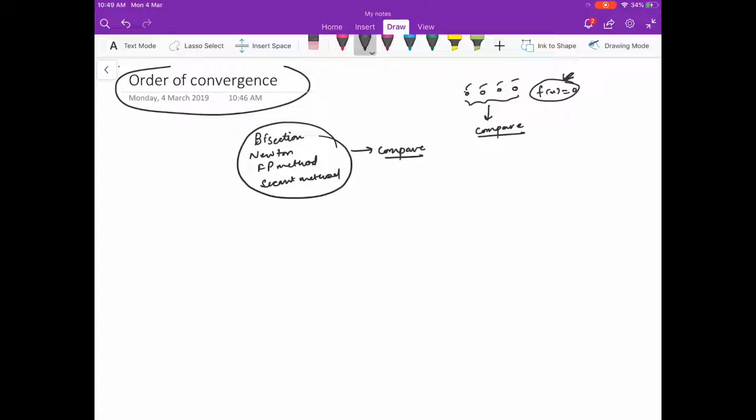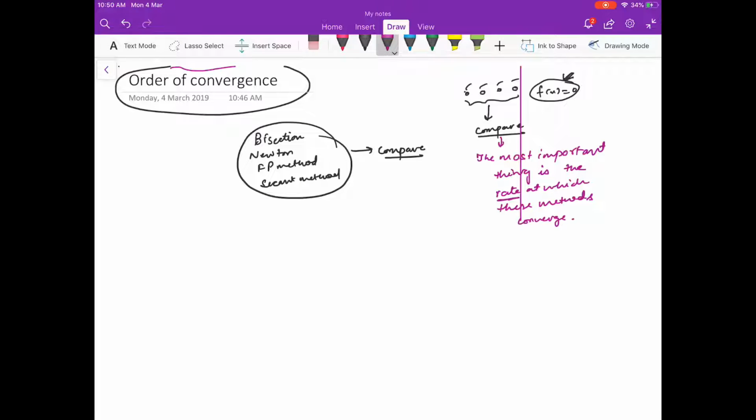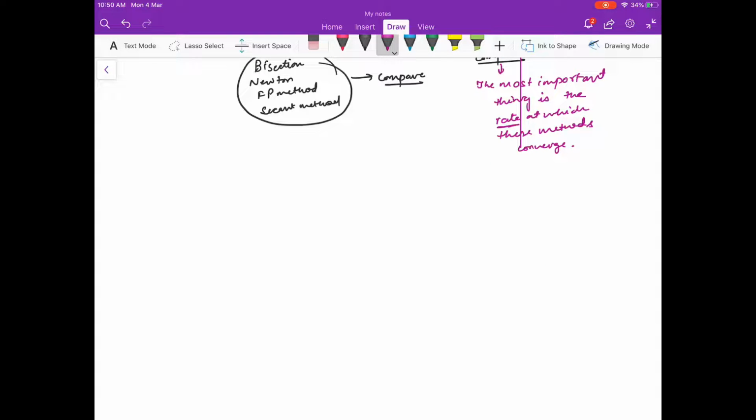So for that, the most important thing for comparison is the rate at which these methods converge. So we would like to have a mathematical criteria to find out this convergence rate. So that is basically your order of convergence. So we have this order of convergence. What is order of convergence?